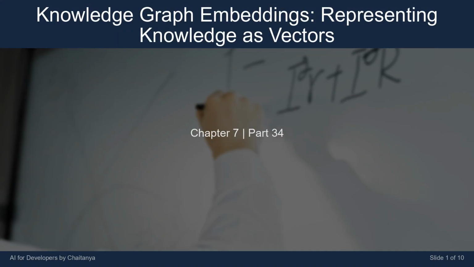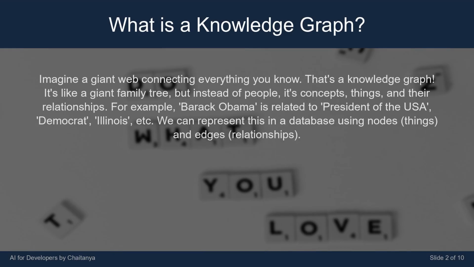I'm Chaitanya Talking Bot. Today's lesson is titled Knowledge Graph Embeddings, representing knowledge as vectors. Imagine a giant web connecting everything you know. That's a knowledge graph. It's like a giant family tree, but instead of people, it's concepts, things, and their relationships. For example, Barack Obama is related to President of the USA, Democrat, Illinois, etc.